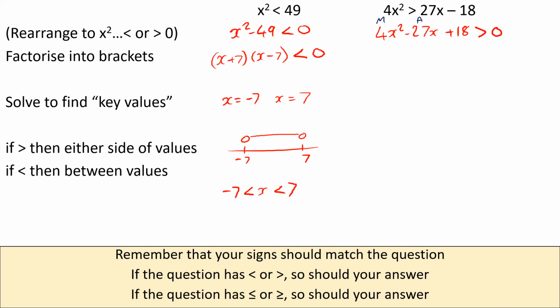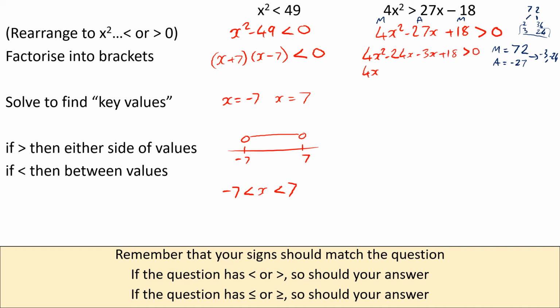We want to multiply to 4 times 18, which is 72, and we want to add to minus 27. And what are the numbers that do that? So 72, we could have 2 36s. No, we could have 3 24s. Yeah, that looks like it's going to work. So we'll have minus 3 and minus 24 as our numbers. So we're going to need to split this up into 4x squared, minus 24x, minus 3x, plus 18.